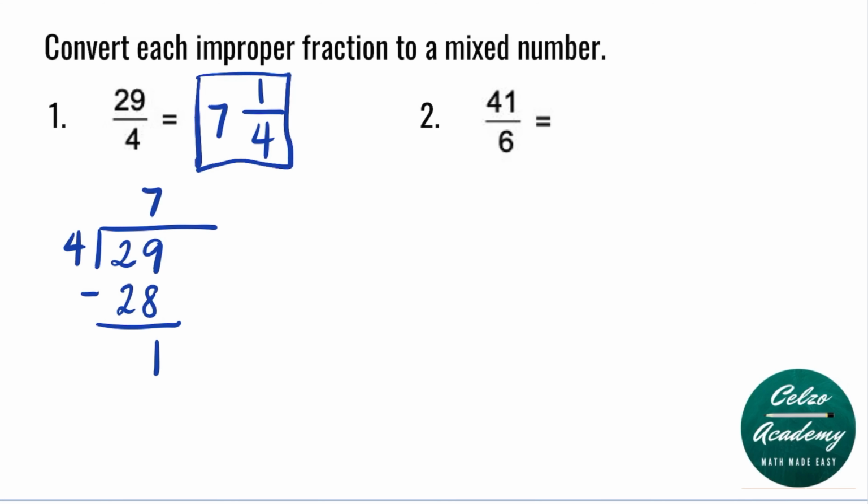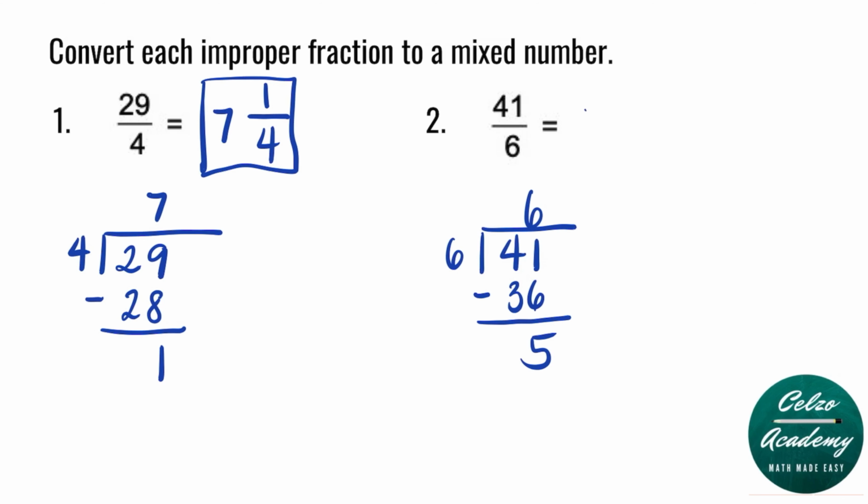Question number 2. 41 over 6. Step 1 is to divide the numerator by the denominator. So our divisor is 6 and the dividend is 41. How many 6 can go into 41? 6 times. 6 times 6 is 36, and subtracting 36 from 41, we will have a remainder of 5.